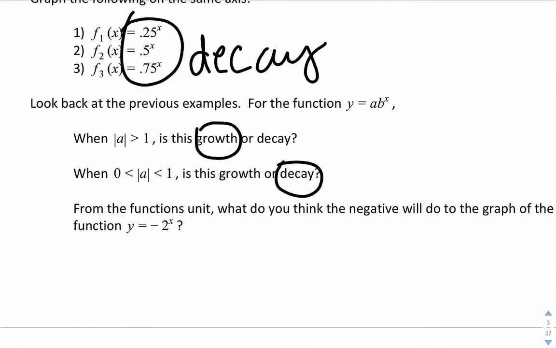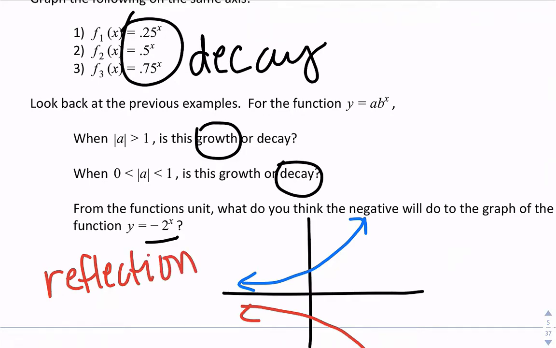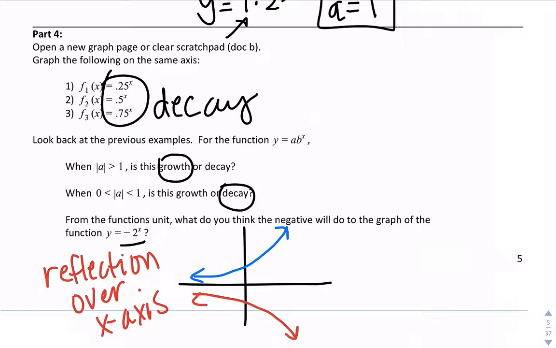And then from the functions unit, what do you think the negative will do? We know the first graph looks like this. And so if there's a negative, what will that look like? And if we graph it, it goes the other way. It's a reflection over the x. So this exponential function follows the same rules as the other functions did last chapter, just the equation looks different, so reflection over the x.